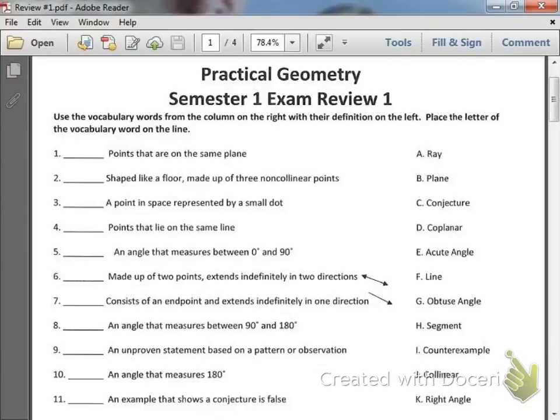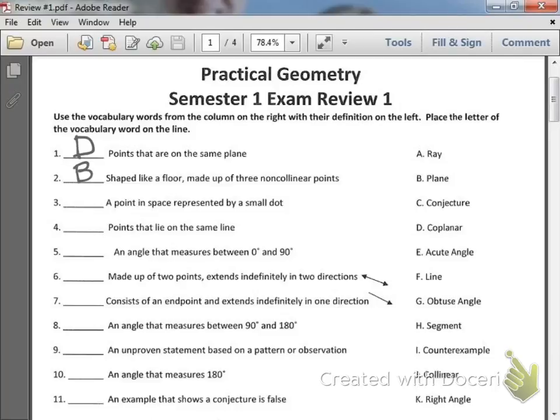All right, let's do these vocab. Points that are on the same plane. What's that? Coplanar. That's D. Very good. What's shaped like a floor and made up of 3 non-collinear points? A plane. That's B. Good.